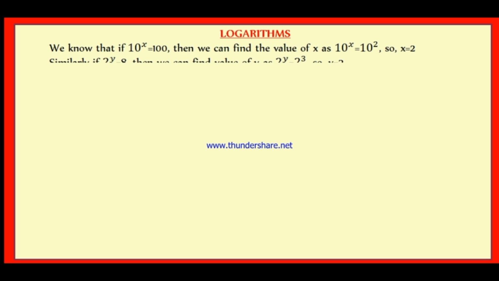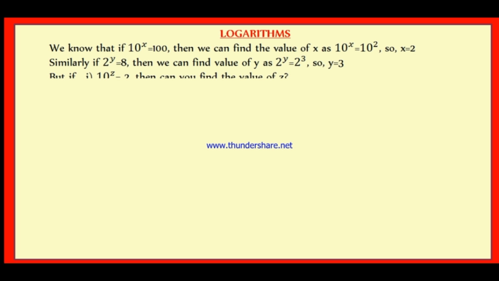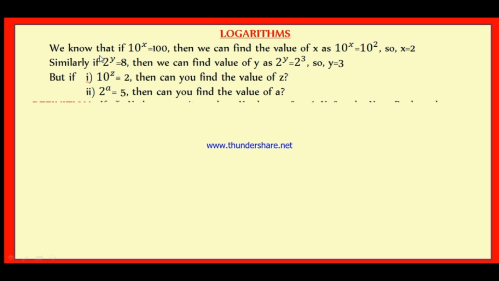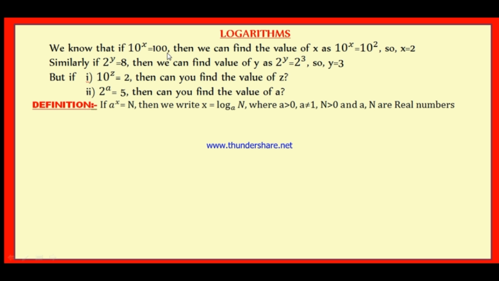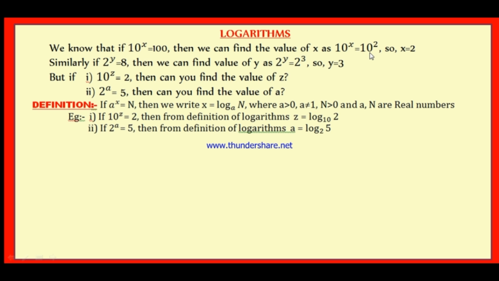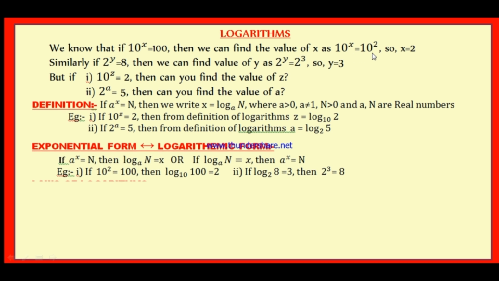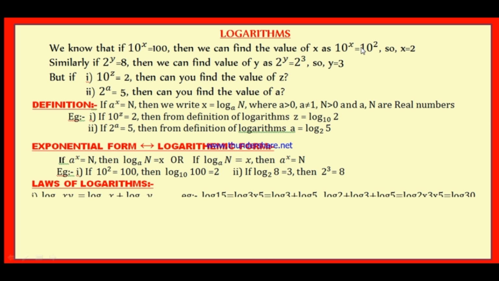You see here, if I have given the equation 10 power x is equal to 100, and you are asked to find the value of x, then how do you proceed? You can write this 100 as 10 square. Then 10 power x is equal to 10 square, which means the bases are equal. If bases are equal, you can equate the exponents, so x is equal to 2.